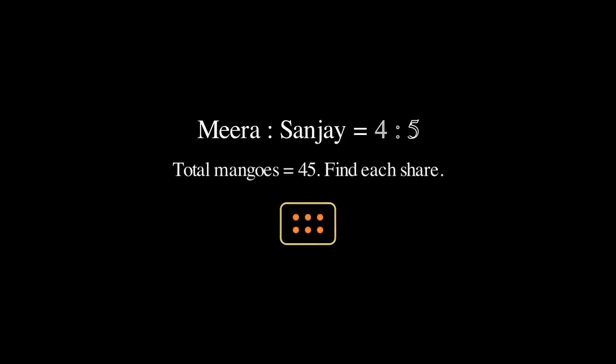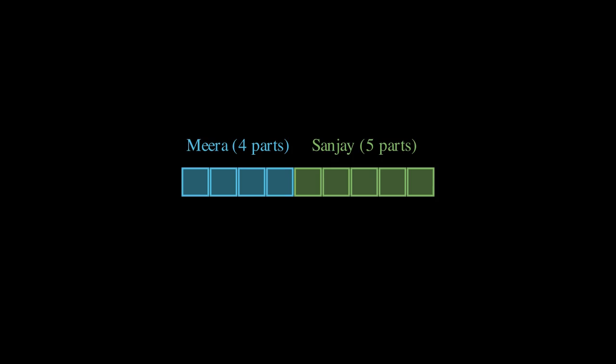Two friends, Meera and Sanjay, share a box of 45 mangoes in the ratio 4 is to 5. How many mangoes does each friend get? Just like splitting the profit between partners, we cut the total mangoes into equal parts matching the ratio, 4 plus 5 parts, and find what one part is worth.